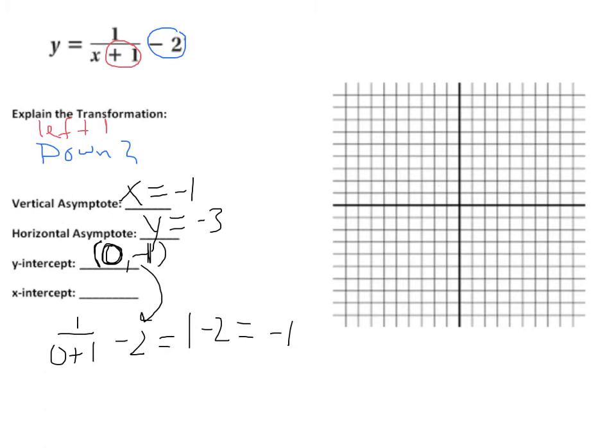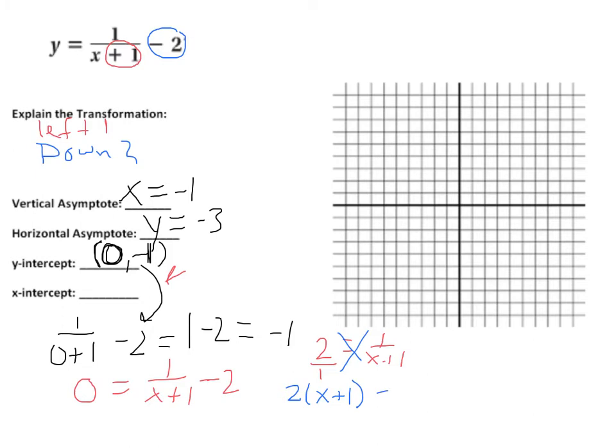And finally, my x-intercept. If 0 is equal to 1 over x plus 1 minus 2, and I solve that, I would have 2 is equal to 1 over x plus 1. Now here's where it can get a little tricky. You want to make sure to put this into an equal fraction and cross multiply. So in this case it would be 2 times x plus 1 is equal to 1. And when I solve that, you can do that one of two ways. You can distribute the 2 to have 2x plus 2 is equal to 1.